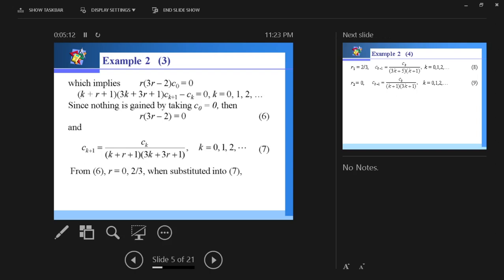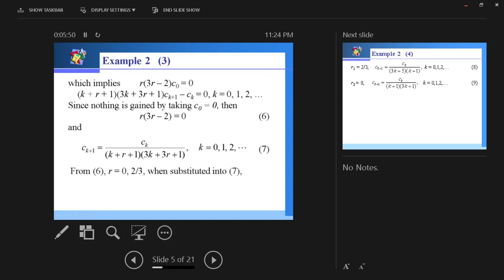So this implies r(3r-2) c_0 is equal to 0. This is the initial form. And (k+r+1)(3k+3r+1) c_(k+1) - c_k = 0, k = 0, 1, 2, and so on. Since nothing is gained by taking c_0 equal to 0, r(3r-2) = 0. Here is the indicial equation.